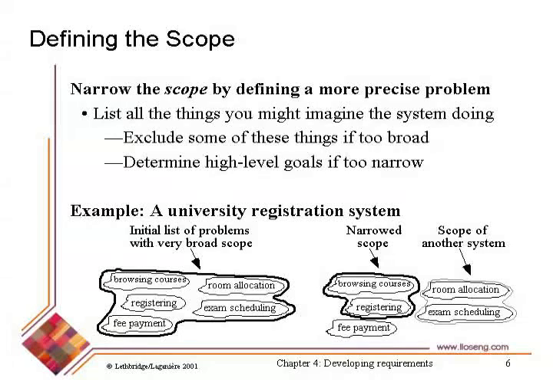Okay, so down here we can see that if I was told that I was going to develop a university registration system, there's a bunch of things that I can do in such a system. Browse courses, allocate rooms, register students, schedule exams, do fee payment, and I put these all in one big blob. You know, we might initially say, here's all the stuff that we can do.